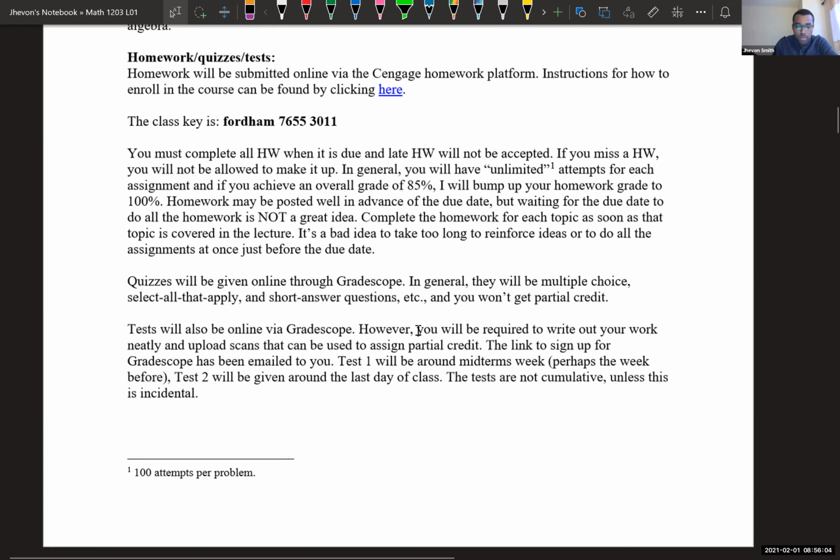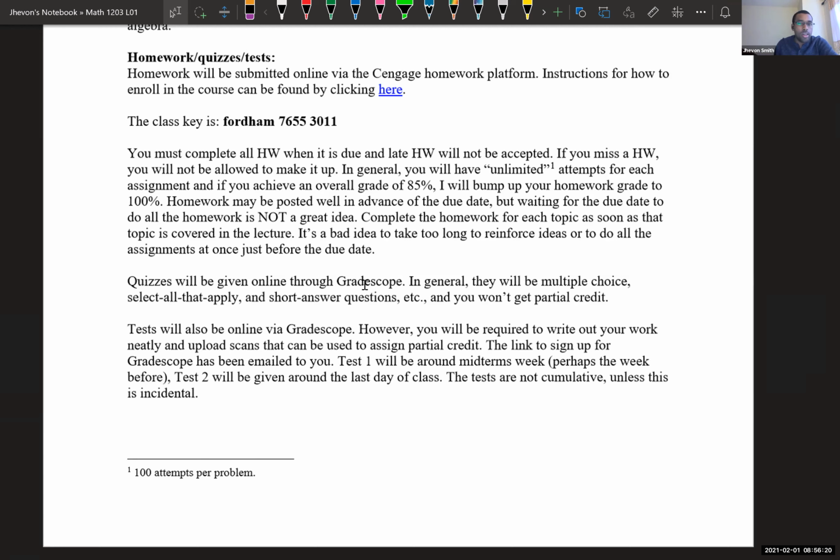Tests are going to be on Gradescope. For the most part, quizzes are going to be on paper, sort of short answer, fill in the blank, multiple choice, that kind of thing, something that you can just get through quickly. It'll be auto-graded, so you can get your results much quicker.